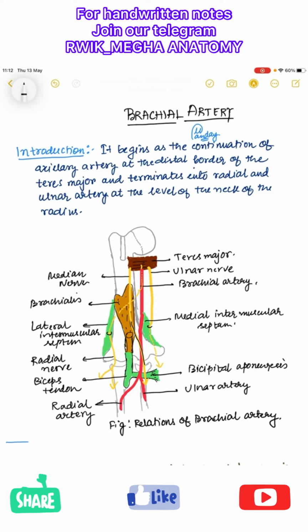Now let's look at the posterior relationship. Let us find out from the picture. This is our teres major, and you see there is one nerve that I have written there. You follow the course. This is our radial nerve.